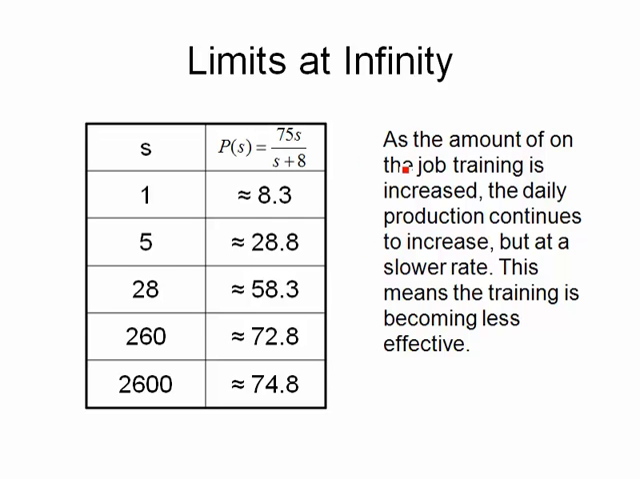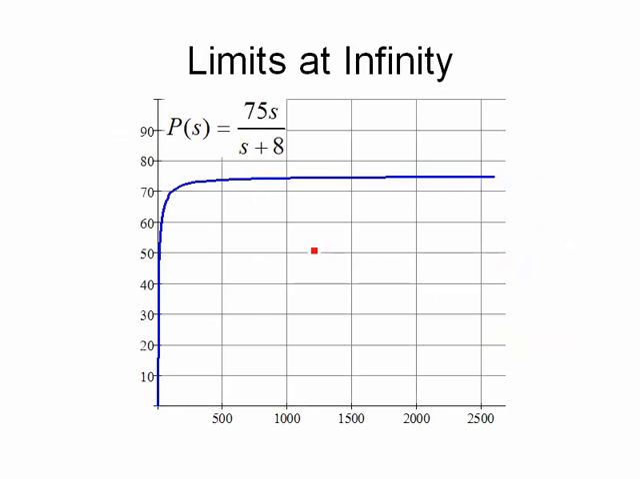As the amount of on-the-job training is increased, the daily production continues to increase, but at a slower and slower rate. This means that the training is becoming less effective over time. Because more effective would lead me to think that I'm getting those bigger and bigger gaps or increases in production, like I saw at the very beginning. If I make a graph of this, what you're going to notice is our production goes up very quickly, but then starts to level off.